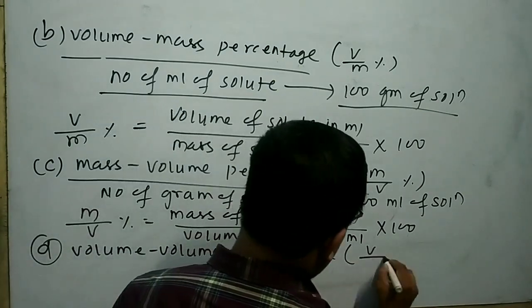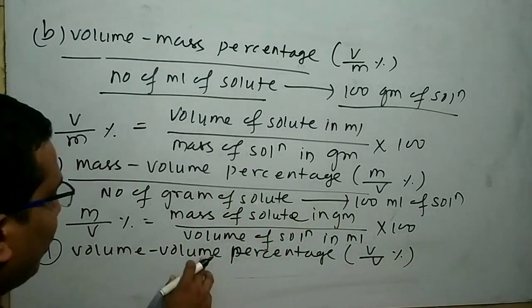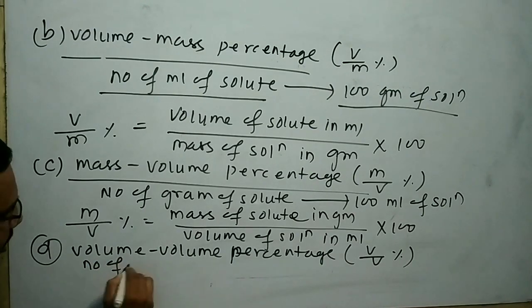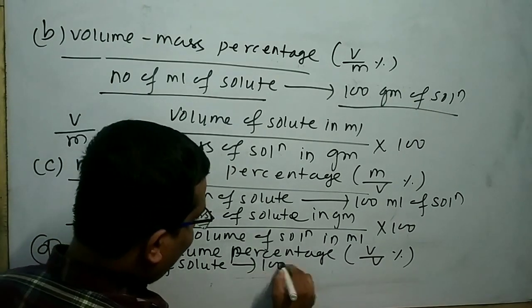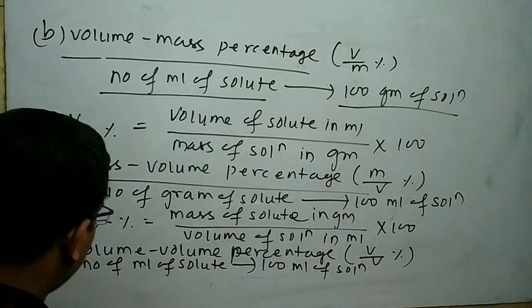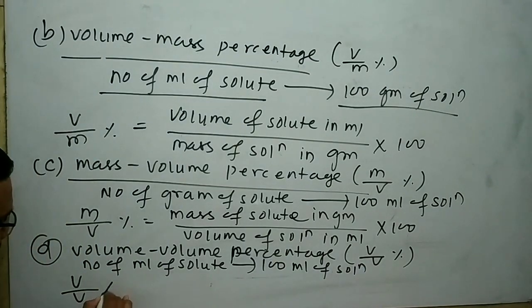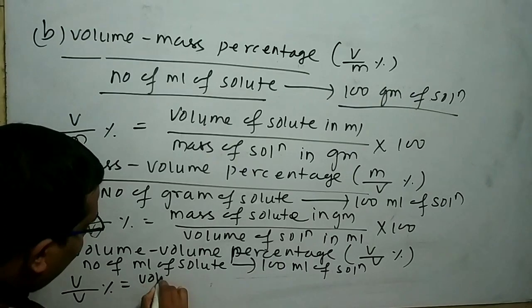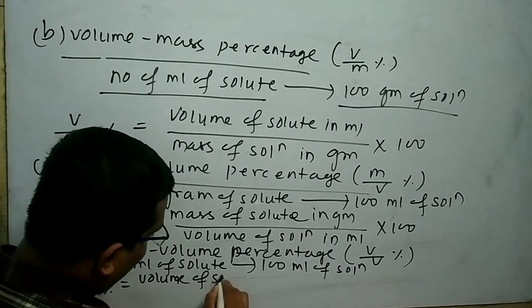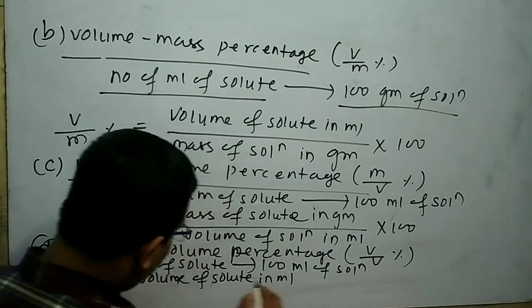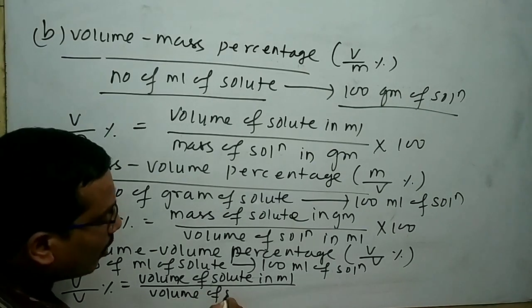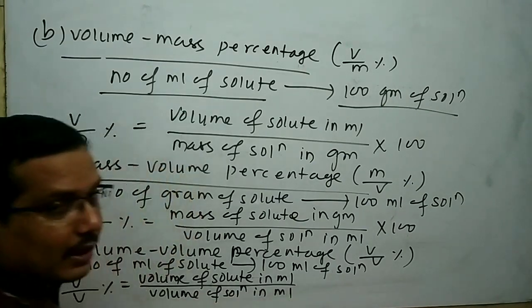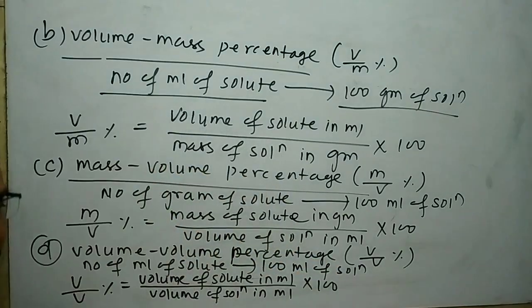This is simply called V by V percentage. Volume percentage means the number of ml of solute present in 100 ml of solution. Mathematically, I can write V by V percentage equal to volume of solute in ml divided by volume of solution in ml into 100. This is all about the different types of percentage.